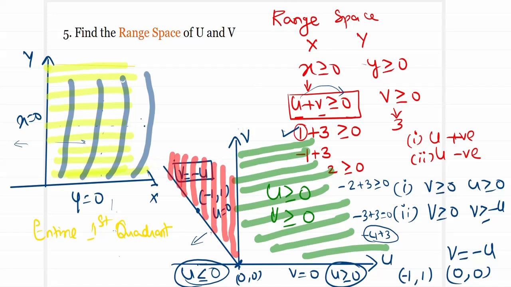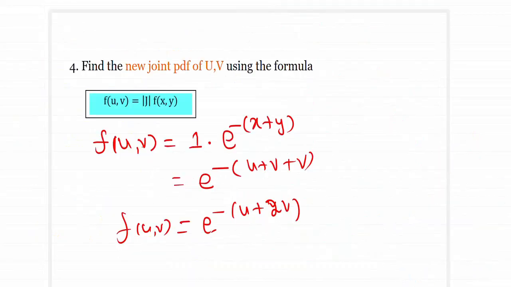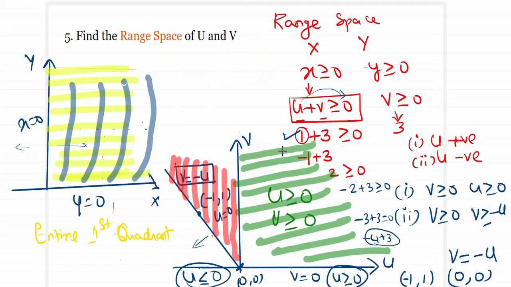Now moving on to the last stage, what we require is the PDF of u. How to get the PDF of u? It is the integral of your function which you have got, integrated with respect to dv. Now comes your function which we have got, e power minus (u plus 2v). So it is e power minus u into e power minus 2v with respect to dv. Now the point is to find the limit of v. Now we can see from the range space, v varies in two different ways in two different cases. One is for the case when u is positive, v is also positive. For the case u is less than 0, v is negative, then the v varies differently.